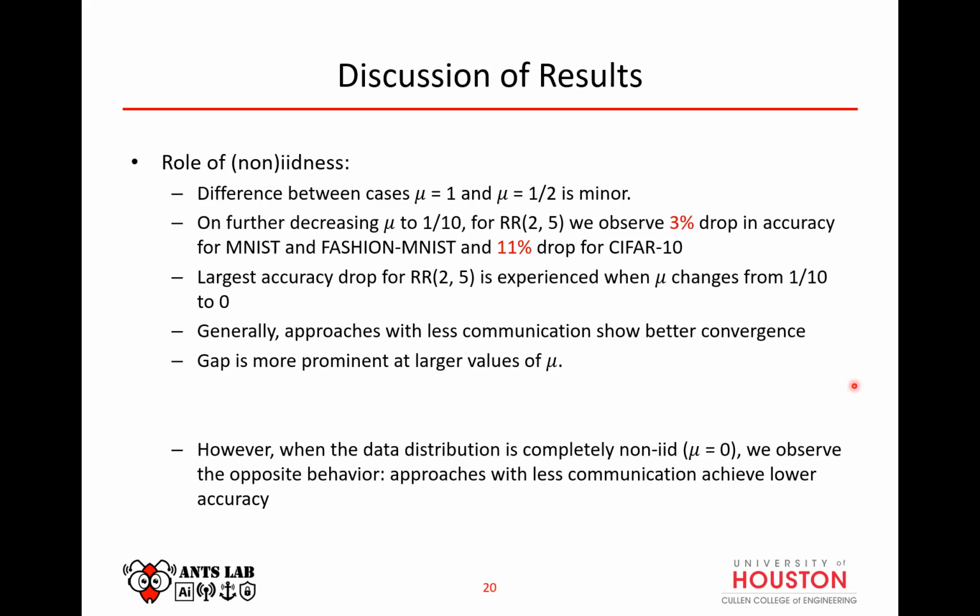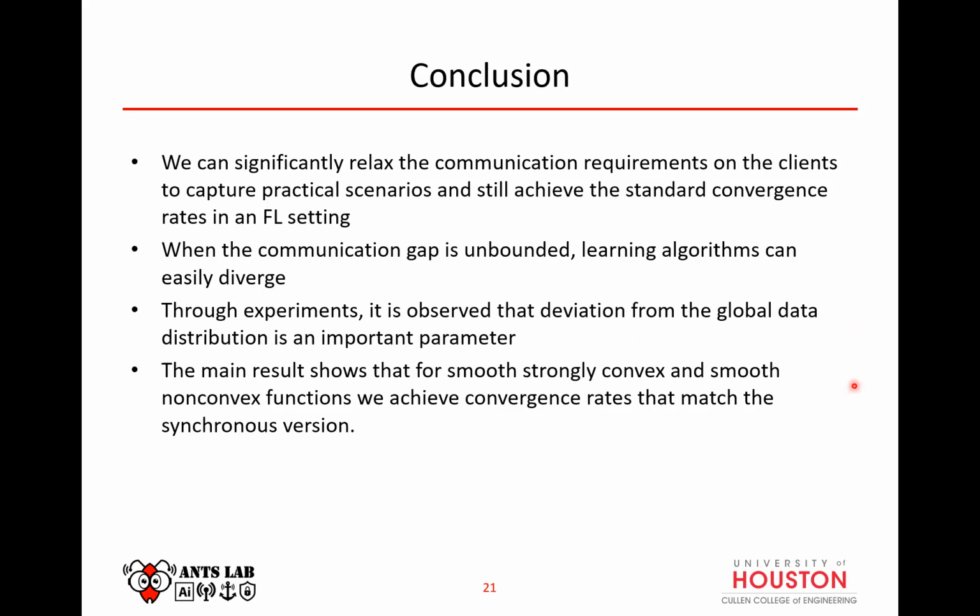So in conclusion, we saw that if we can significantly relax the communication requirements on the clients to capture some practical scenarios, we can still achieve standard convergence rates in the federated learning setting. And the communication gap, the delta we were talking about, if it is unbounded, then the learning algorithms can easily diverge. So it is better to have some bounds for it, which helps us achieve better convergence rates.